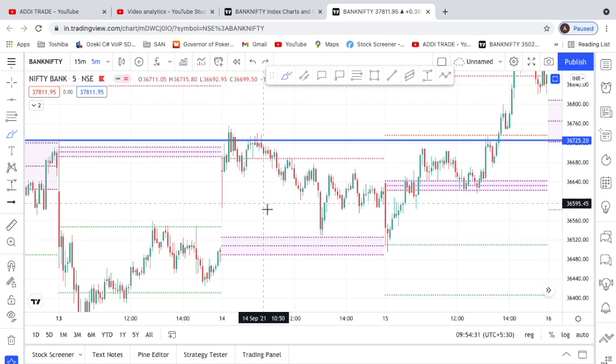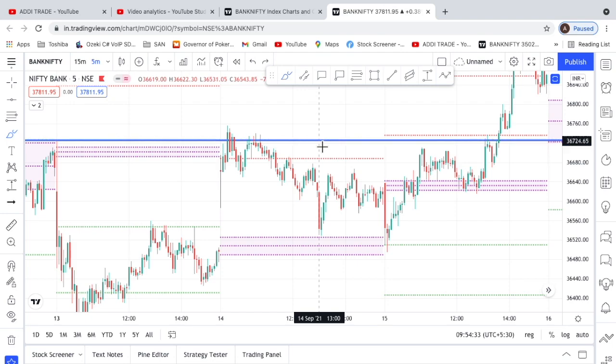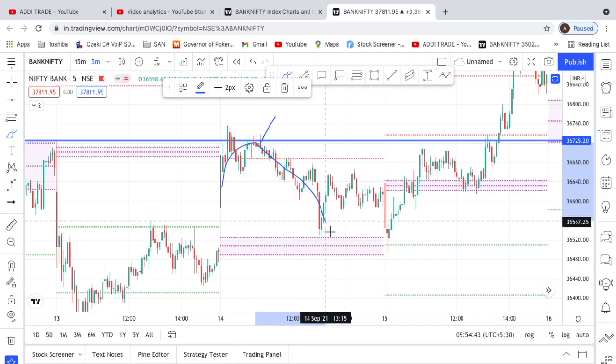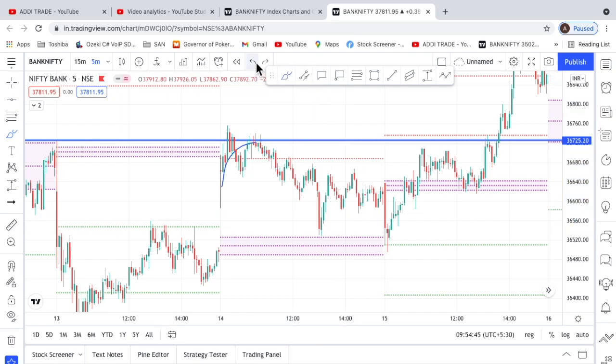The blue line is the previous day high. The red dotted line is R1. We went to the previous day high. If we had broken this, we would have gone up, but we didn't break it. We reversed back to the CPR. That's why I think the CPR indicator is one indicator that's really beautiful.